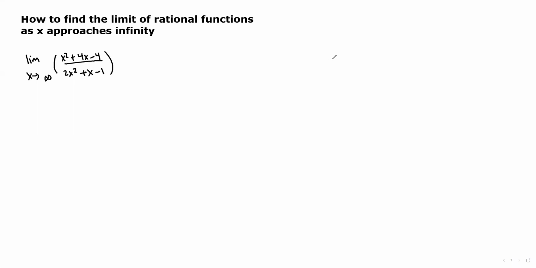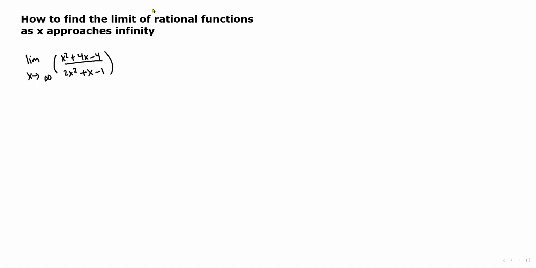In this video, I'm going to show you how to find the limit of rational functions as x approaches infinity. Here we have the limit of x squared plus 4x minus 4 over 2x squared plus x minus 1 as x approaches infinity. So how do we do this? Well, first we need to plug in our value for x. So in this case, they want us to use infinity for x.